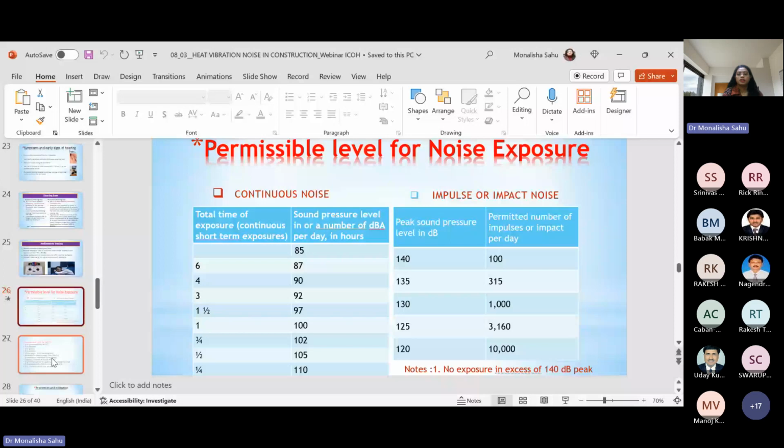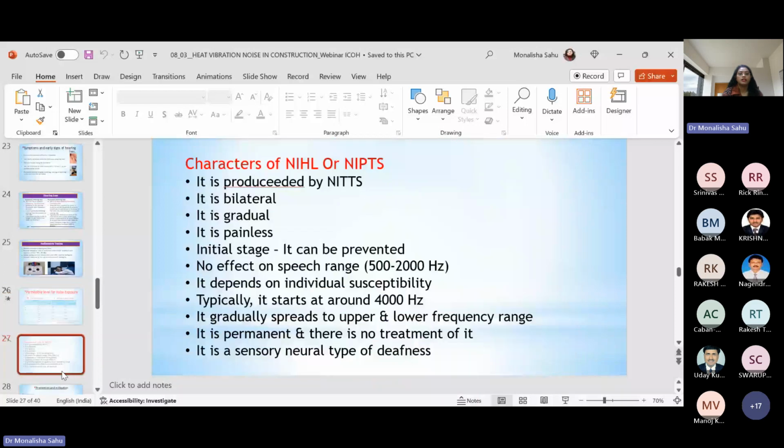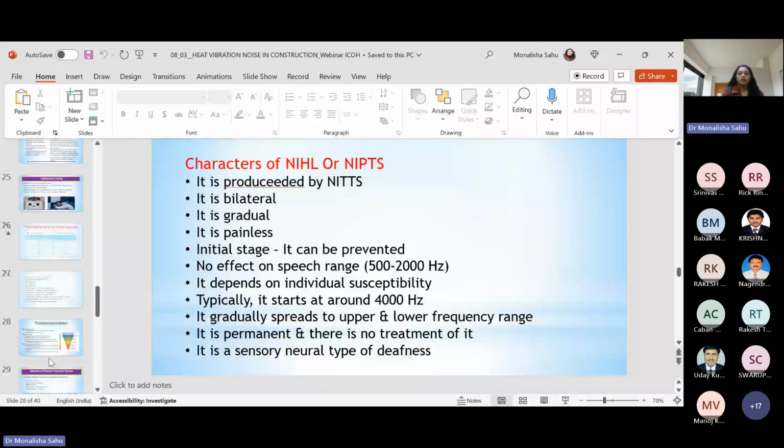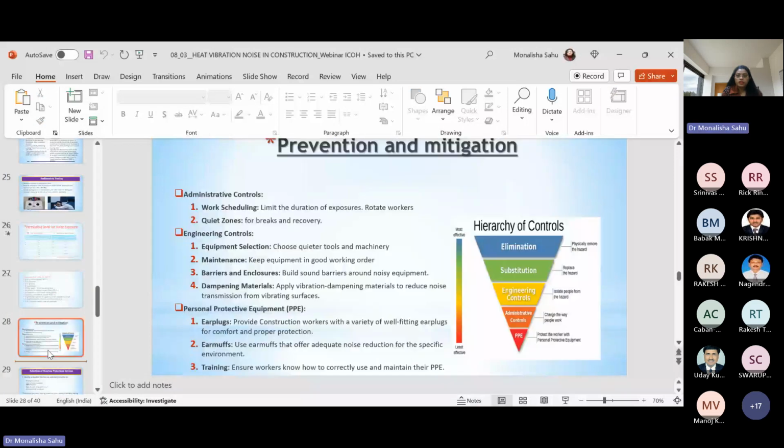So these are ranges of permissible level as per Factory Act in India, and in different countries it may be different. So how to prevent and mitigate? As we know that elimination and substitution are best, but if it is not possible, then administrative control like limiting the work duration, there should be quiet zones for breaks and recovery.